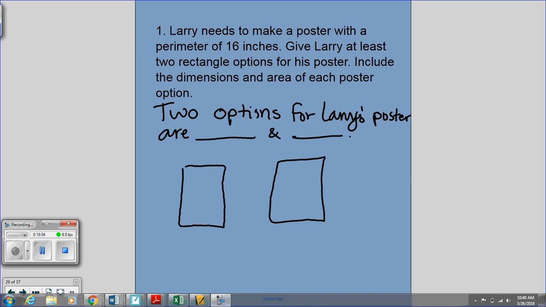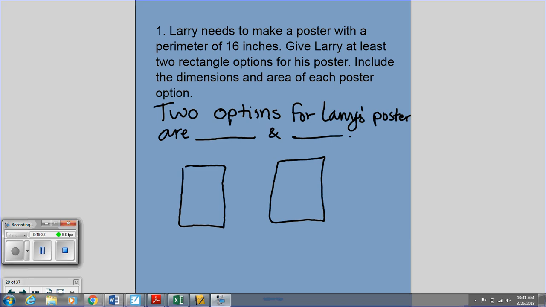Alright, so now we need to figure out how can we use this model to help us figure out what these dimensions are going to be for Larry's poster. What do we know about Larry's poster already? From the problem itself, what do I already know? Do I know the parts? Do I know the whole? What do I know? You should not be looking at me. You should be reading the problem again in your head or looking up at the smartboard.